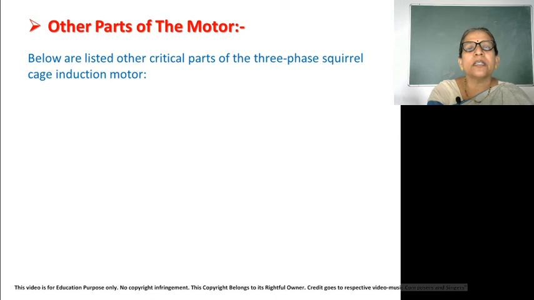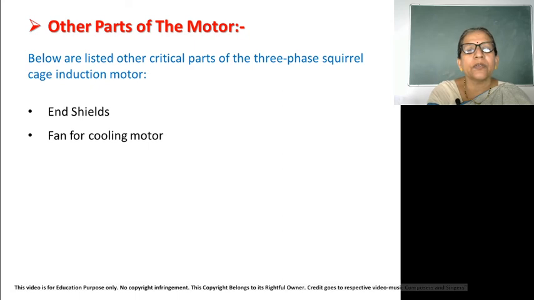Below is the list of the parts which we are using in addition to stator and rotor. First thing is the end shield, that means two covers on the front side and the back side, which will protect the motor from moisture and dust, etc. Then fans for cooling the motor. Why is cooling required? I have told that there is a loss inside the machine. Some electrical power is lost and it causes an increase in the temperature, and that's why we have to provide the fans for cooling of the motor.